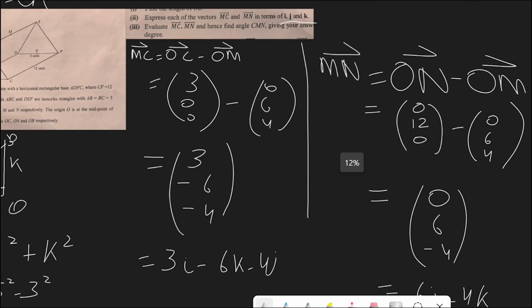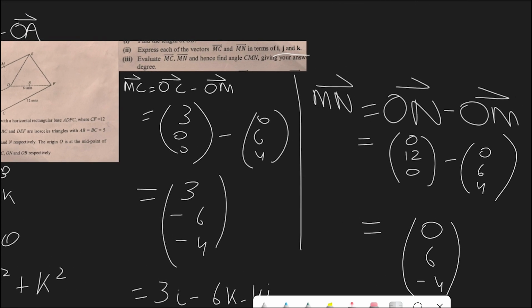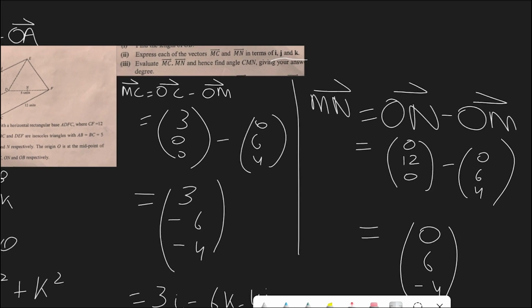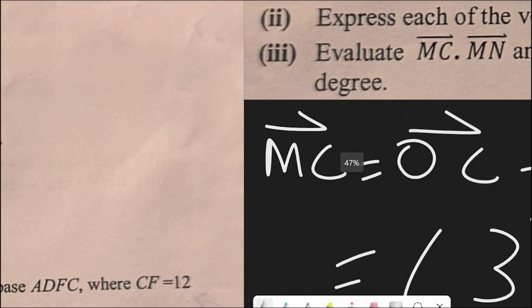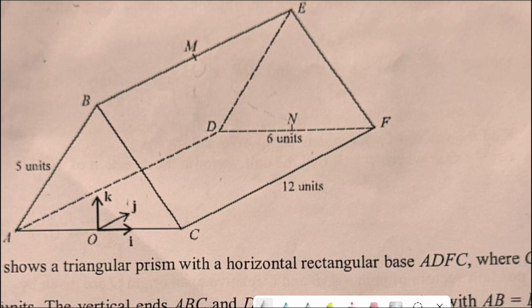Now let's move on to the third part. Evaluate MC dot MN and hence find the angle CMN. So first let's see what the angle CMN is over here. Let's just draw it. If we have a triangle C, M and N, so this is the angle CMN, right? So it would be from the vectors CM and MN, which we have already calculated in the second part.